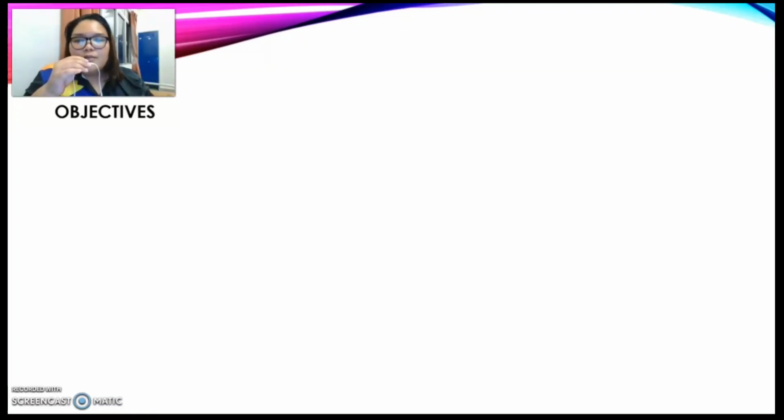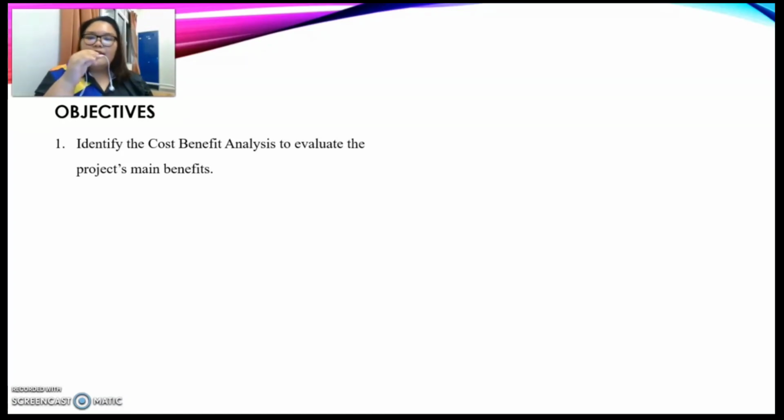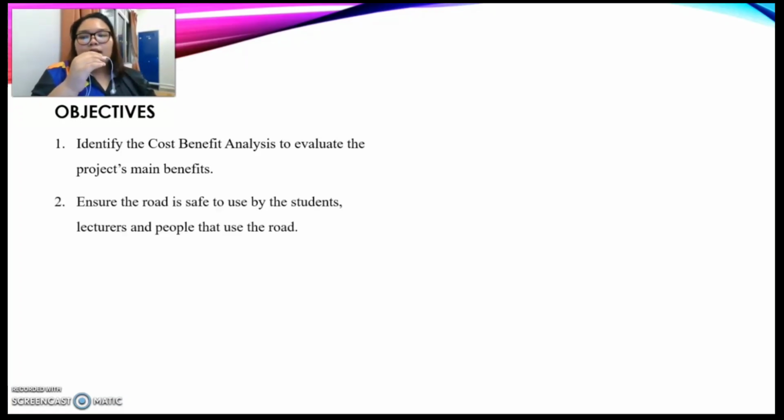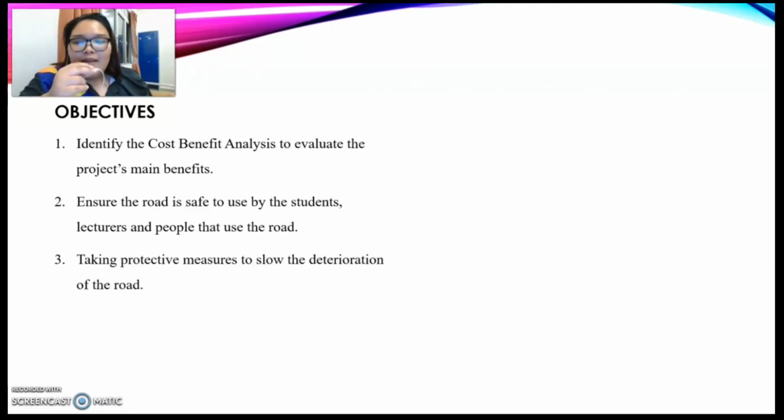The objectives of our project are: first, to identify the cost-benefit analysis to evaluate the project's main benefits. Second, to ensure the road is safe to use by the students, lecturers, or the people that use the road. Lastly, to take protective measures to slow the deterioration of the road.